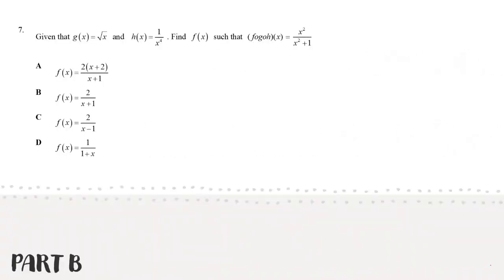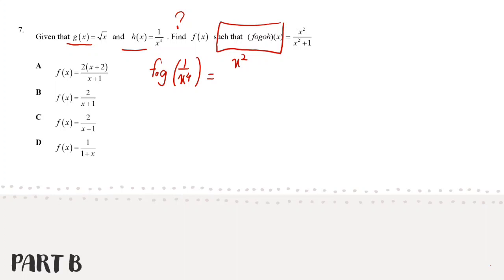Okay, part B number 7, given function g and function h, find f(x) such that f of g of h is equal to x squared over x squared plus 1. So the first step is to substitute h(x). So we have f of g, and then you substitute h, 1 over x to the power of 4, equal to x squared over x squared plus 1.